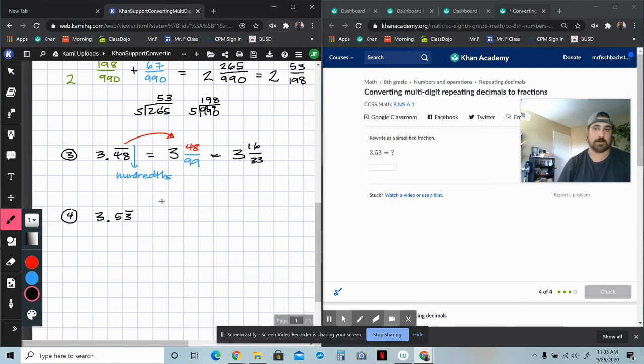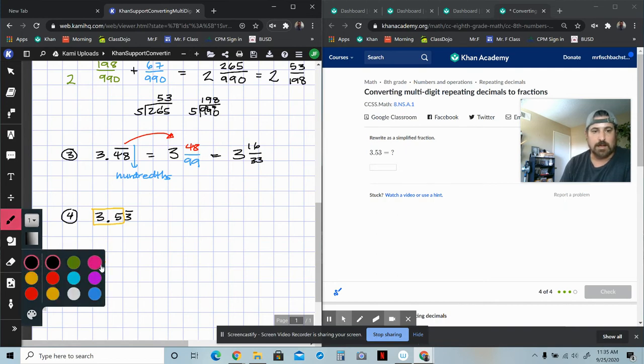So let's do it Mr. Fishback's way first. I would ask myself, okay, what's my fixed element there? My fixed element is 3.5. So that means that I know that this is the same as 3.5 plus my repeating element, and my repeating element in this case is that 0.03 repeating.